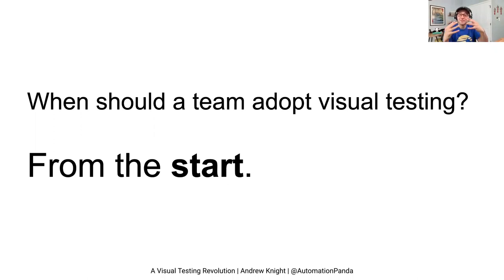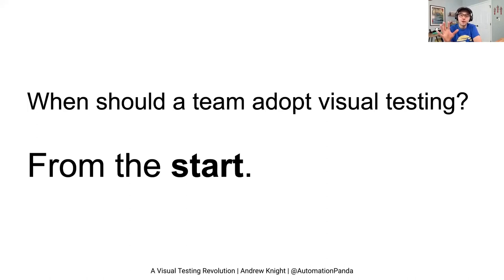Because visual testing actually makes it easier to do automation, right? It's not some high mountain you have to climb and eventually you get there. If you do it from the start, it's actually going to make your life a lot easier. I really think that teams should incorporate visual testing as part of their strategy from the beginning. Consider this. Let's say you're new to a team, or your team is new to test automation. You're just getting started.